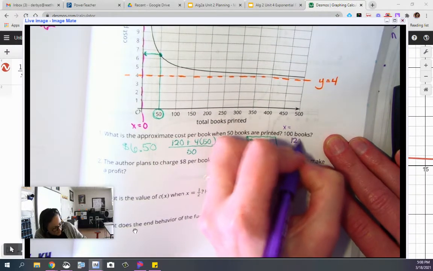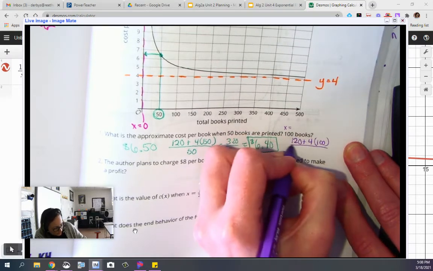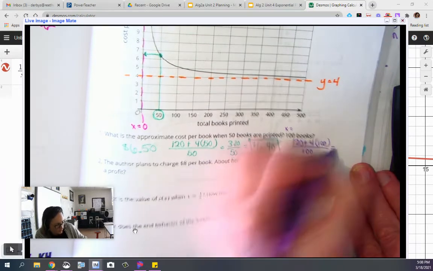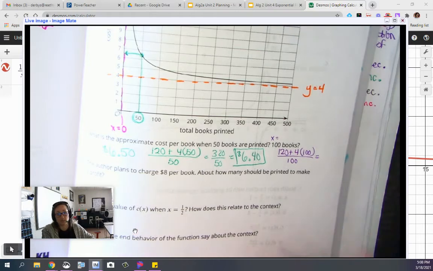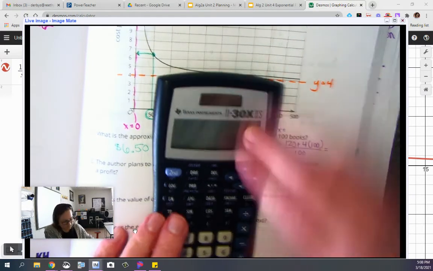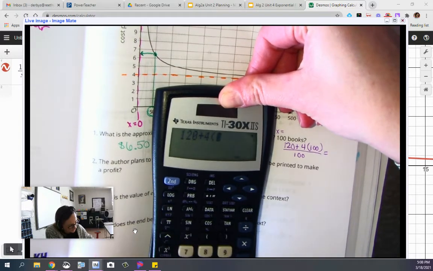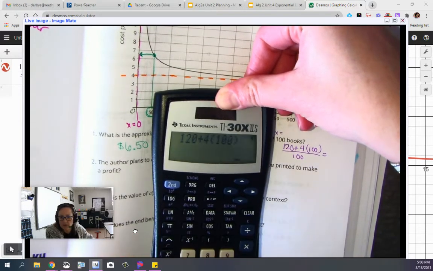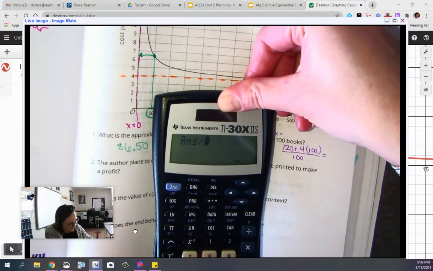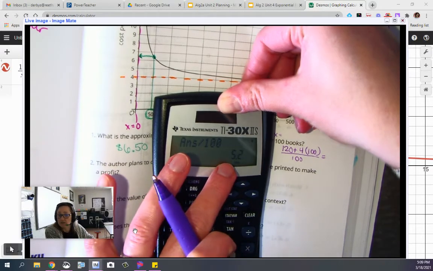And so we have $120 plus $4 times 100 books divided by 100 books. So I can find the price per book. We're looking at 120 plus 4 times 100. Get your grand total, and then divide it by the 100 books. So we can find out that it's $5.20 a book.